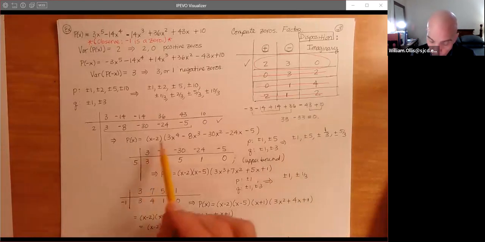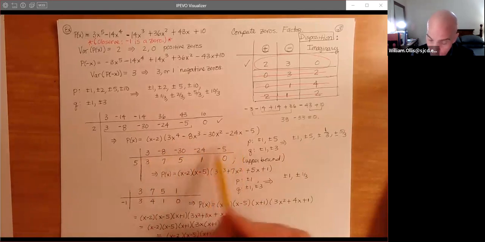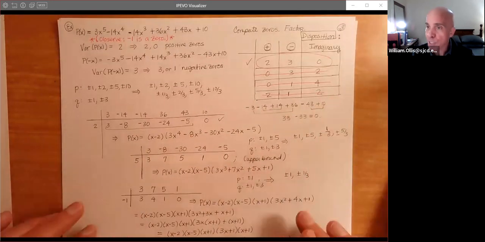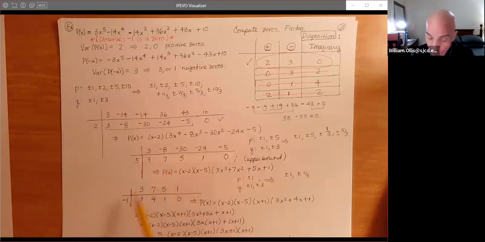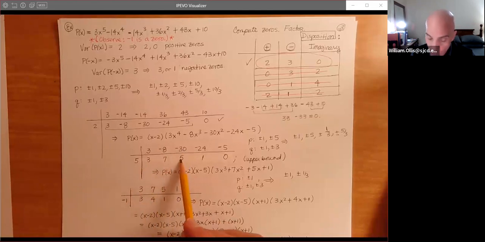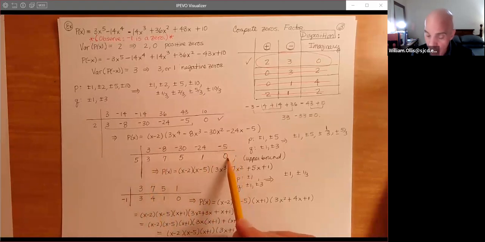Okay, so we have 5, and we put our coefficients in descending order right here on the tableau. You can call it the table or the tableau. So bring the 3 down. 3 times 5 is 15, plus a negative 8 is a 7. Do it again. 7 times 5, 35, plus a negative 30 is 5. And then 5 times 5 is 25, plus a negative 24 is 1. Well, that's pretty good because 1 times 5 is 5, plus a negative 5 is 0.